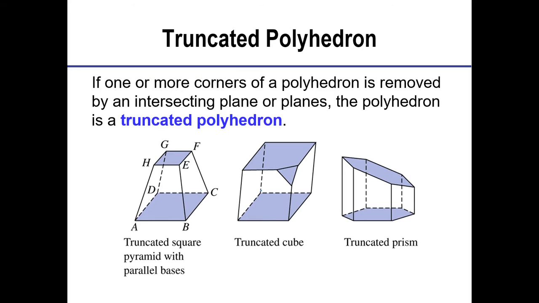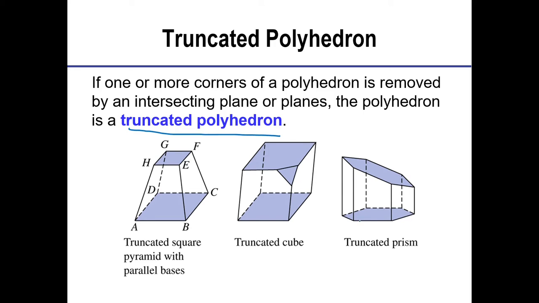If one or more corners of a polyhedron is removed by an intersecting plane or planes, the polyhedron is called a truncated polyhedron. In the first figure, we have a truncated square pyramid with parallel bases. We essentially took a pyramid and cut the surface off from the apex, and we have a truncated polyhedron. This is a cube that we slice the corner off of, and it becomes a truncated cube.